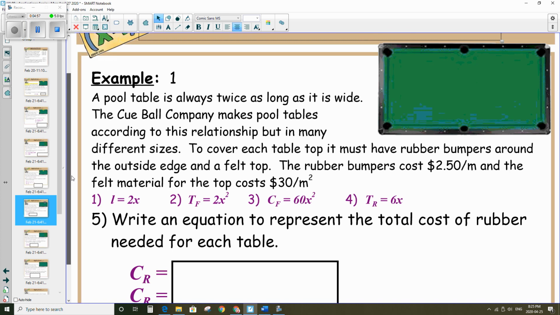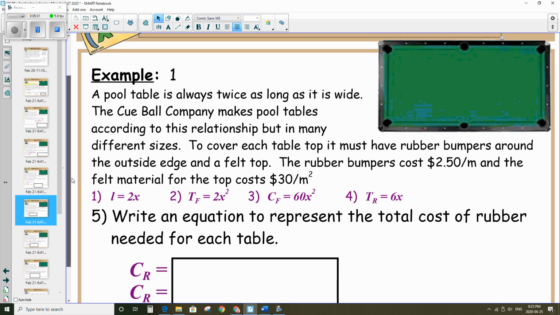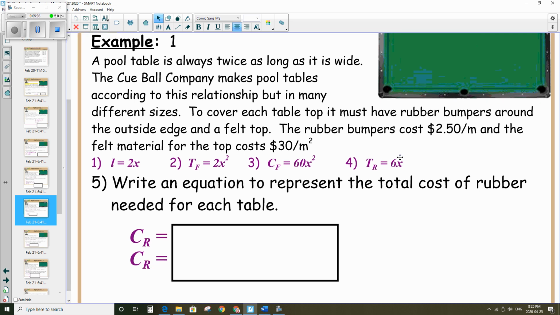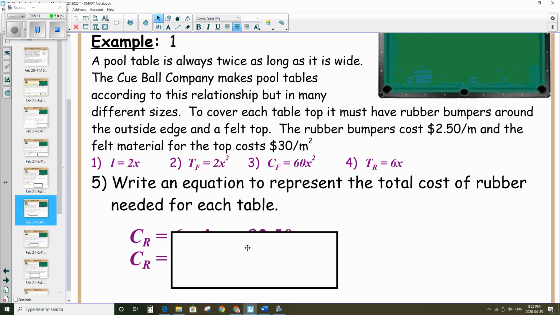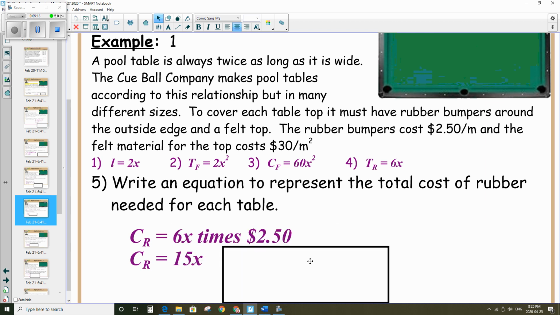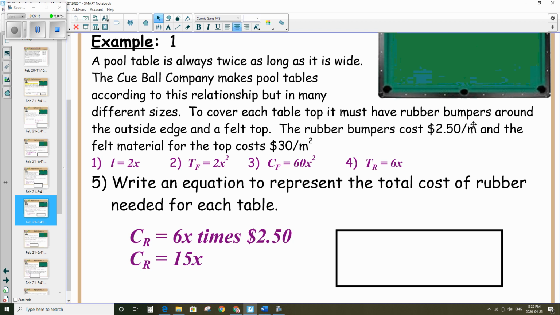And number 5, write an equation to represent the total cost of the rubber needed for each table. We said our perimeter going all the way around is going to be 6x, and the cost is $2.50 per linear meter. So we're going to say 6 times 2.50, which is 15x.